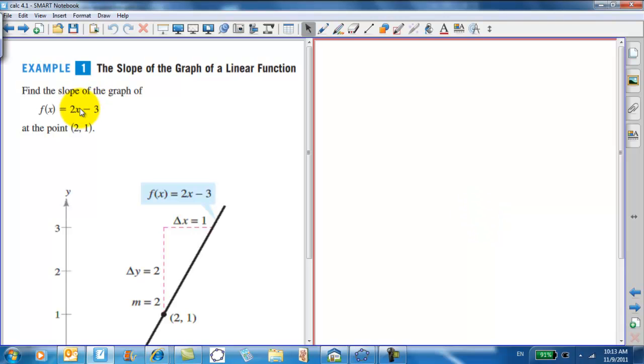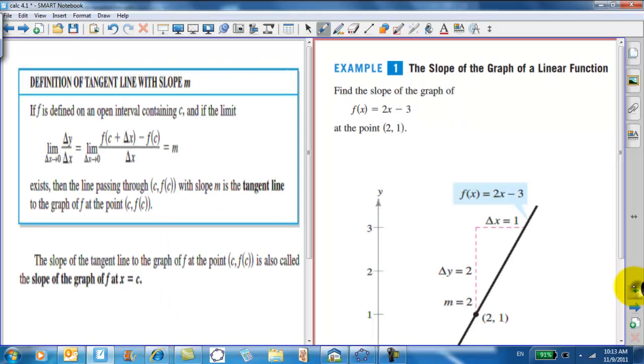You've known the slopes of the graphs of linear functions. It's just the coefficient on x. But we're going to see that's consistent with the definition here. We go that the derivative, f prime of c, will equal the limit as x goes to c, backing up to the definition we just talked about here. So we're going to use the delta x definition.